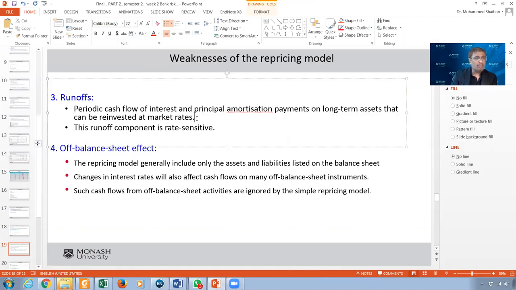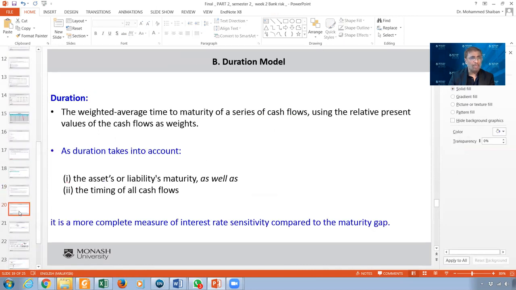The third thing is the off-balance sheet effect. The repricing model generally includes only the assets and liabilities listed in the balance sheet. Changes in the interest rate will also affect cash flows of many off-balance sheet items. As I told you before, it can change all those derivative contracts. They don't take care of it, and such cash flows from off-balance sheet activities are ignored by the simple repricing model. So as you can see, all of those problems with the repricing model make it not strong, but very simple. Okay, we go now to the duration.